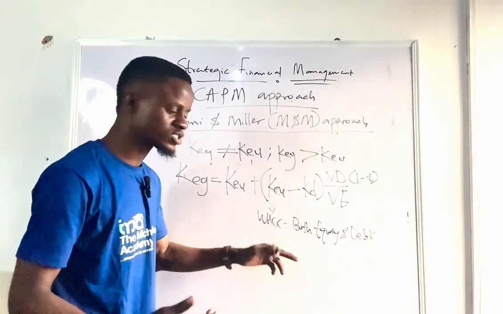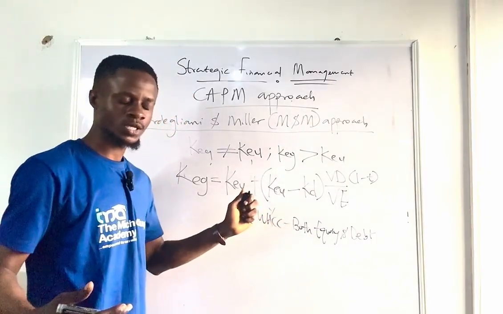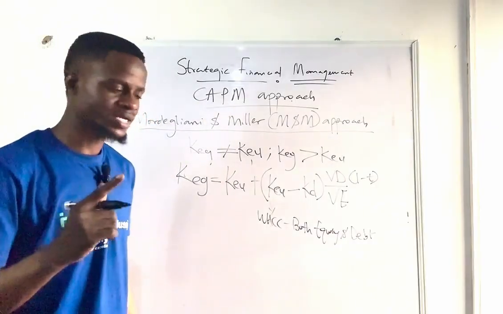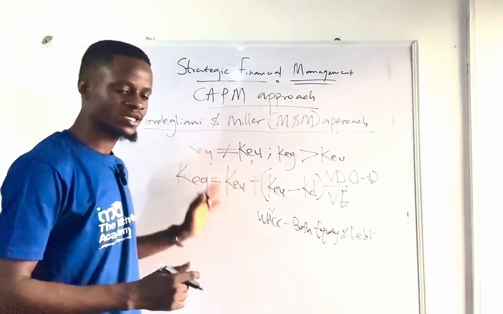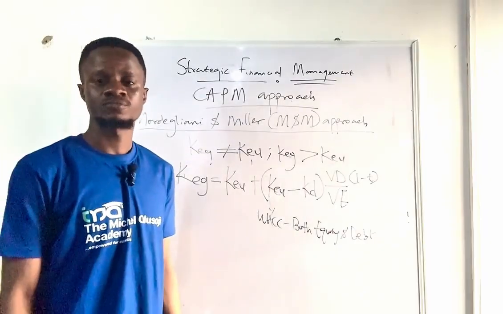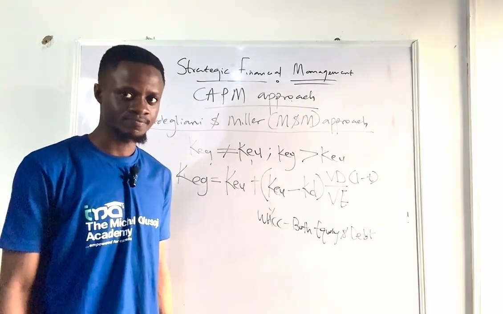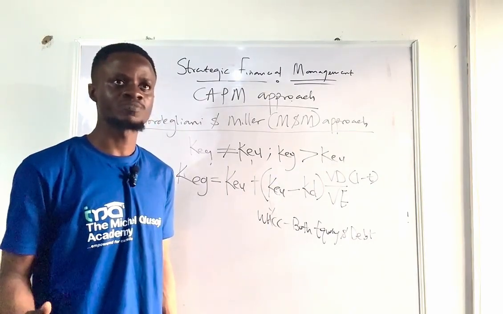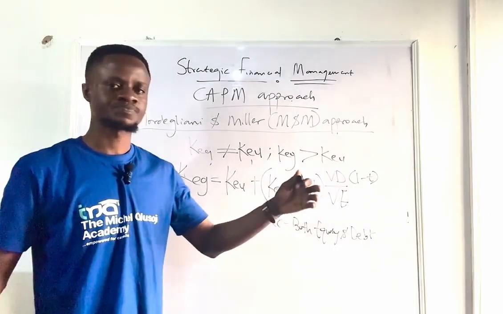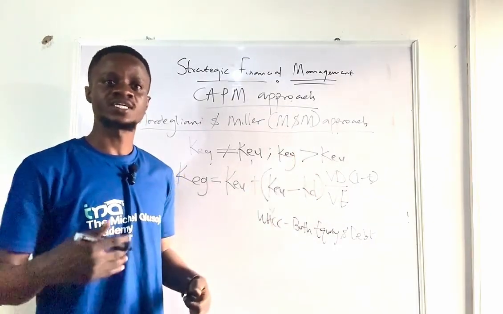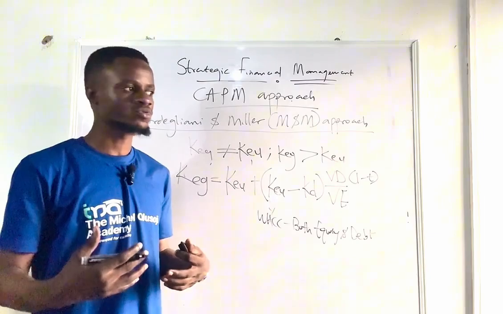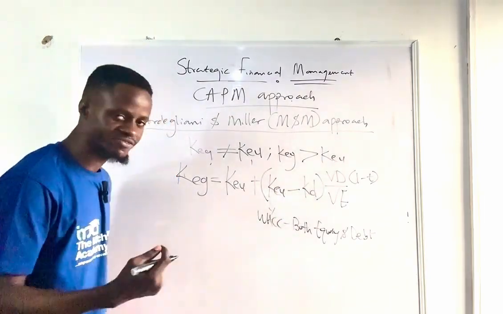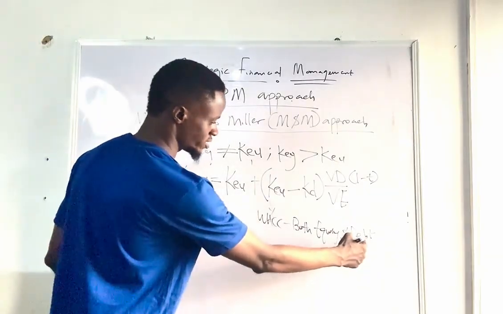So WACC considers both equity and debt, right? And please don't forget, for WACC and for Keg, try to always see questions from the point of view of the company. Questions usually come from the point of view of the company, because it's only a company that can use both equity and debt, right? So see from the point of view of the company. So equity and debt, right?